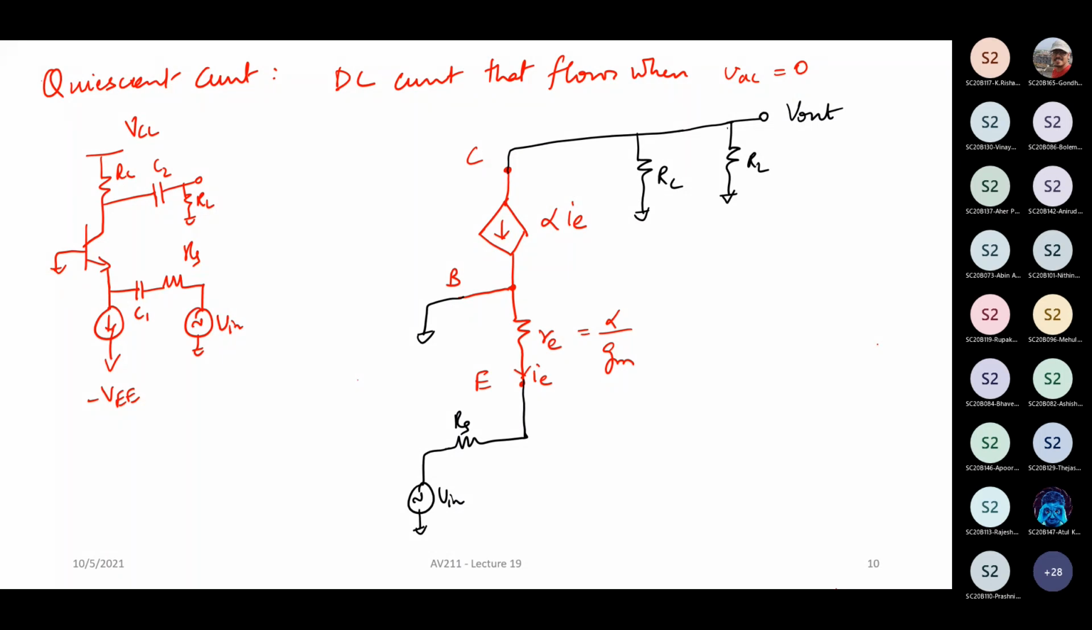Now, first let us try to find out what is the input impedance of this structure. Now, in order to find the input impedance, how will you find the input impedance of the circuit? Tell me.